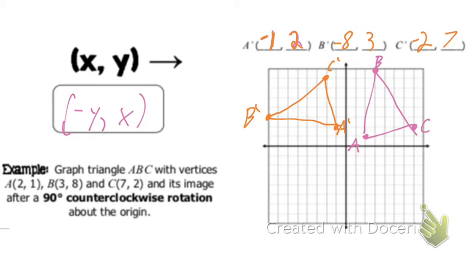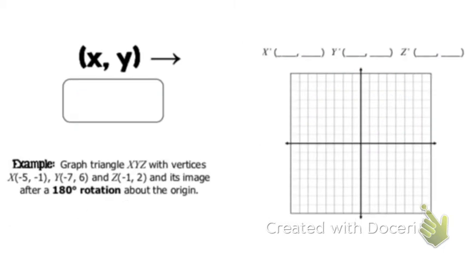Continuing on. Let's look at 180 degrees. X comma y will yield negative x comma negative y. So we're going to graph this triangle XYZ with the points. So go ahead and plot those points for triangle XYZ.